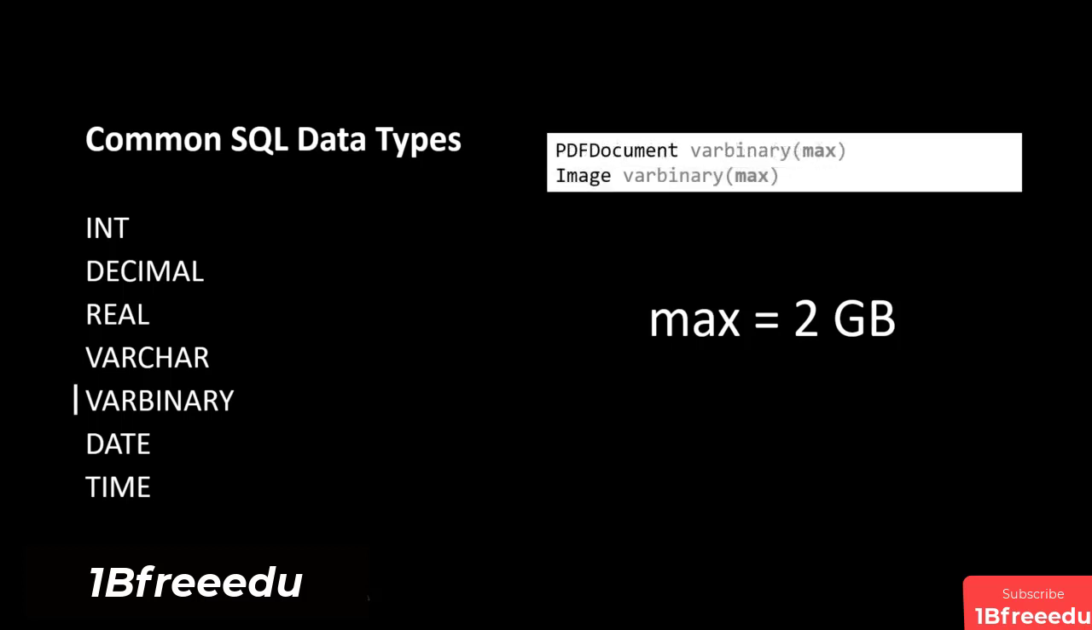Varbinary data type is for storing variable length binary data like PDF files or images. Varbinary is similar to varchar, except that varchar is a Unicode-based data type, while varbinary stores the perfect copy of your data without any conversions. Varbinary with max in the bracket indicates that the variable can hold up to 2 gigabytes.